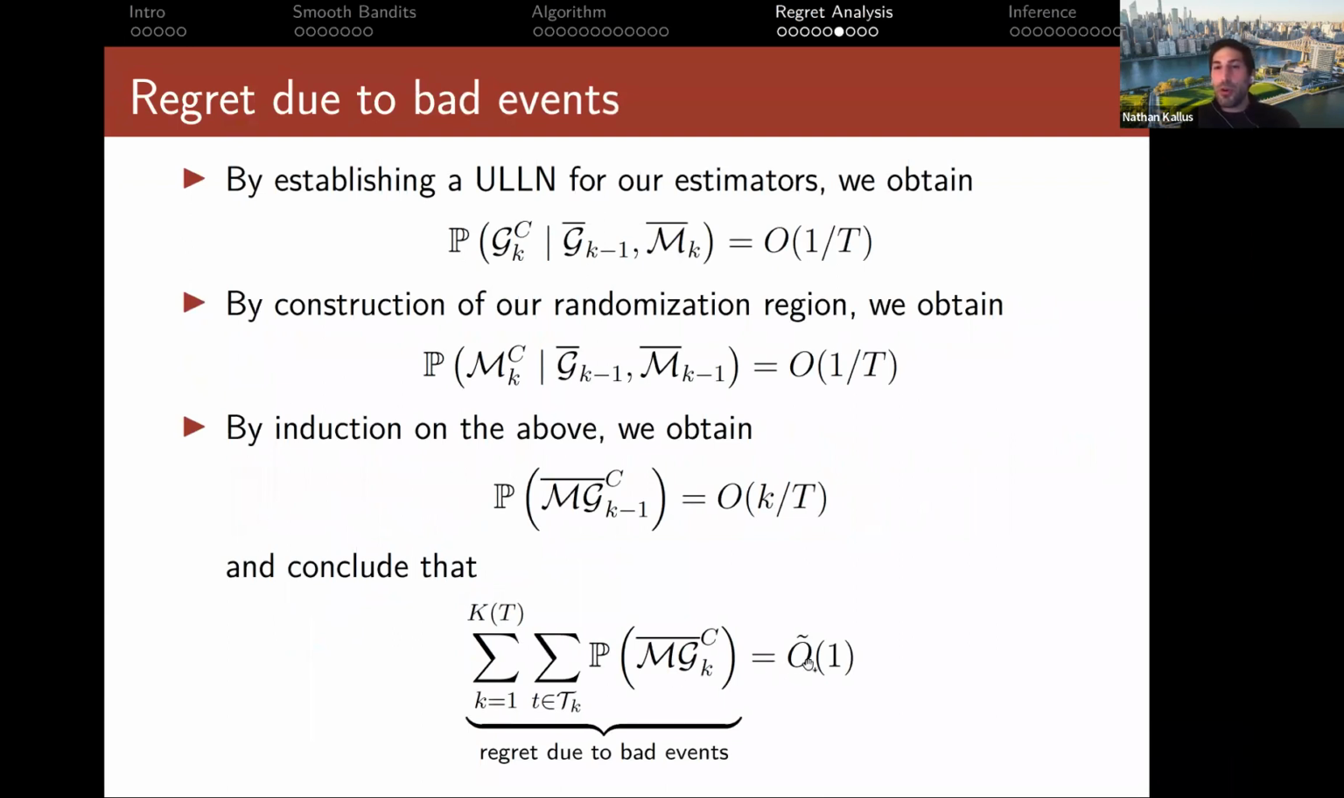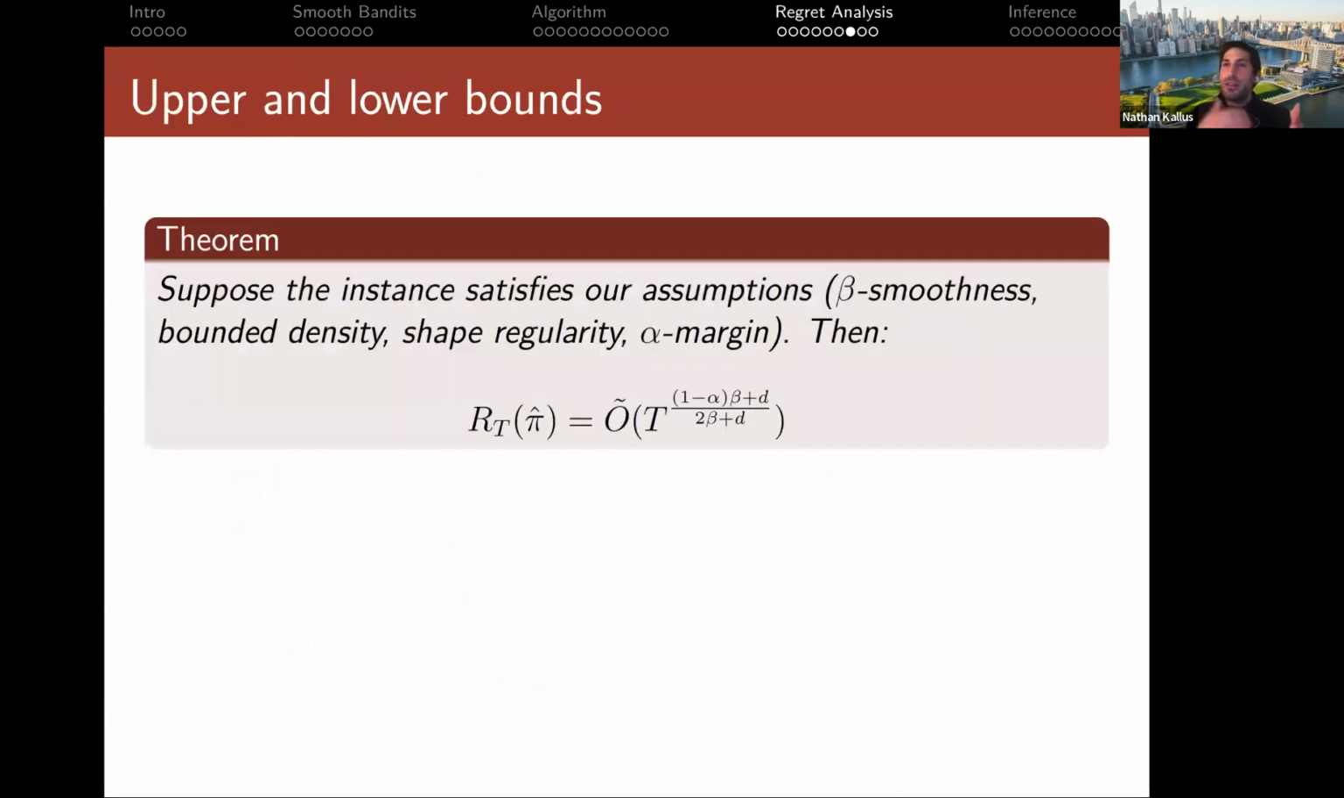So it's only going to contribute O tilde of 1 to the final bound. So what we saw is we had these 3 terms. Only one term actually contributed a non-negligible impact on the regret. So now we have this bound that says that if our instance satisfies all of our assumptions, beta smoothness, bounded density, shape regularity, and alpha margin, then the regret up to horizon capital T of our policy is going to be at most T to this power. Okay, this power is something that depends on all these problem parameters, alpha, beta, and D.